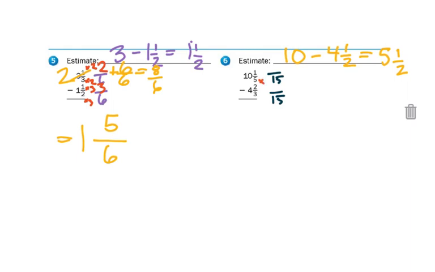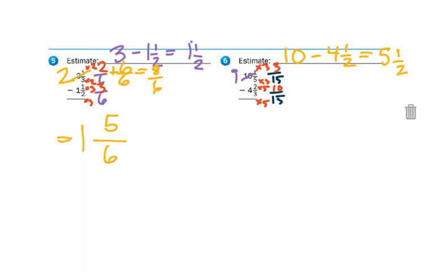First one, they multiplied by 3, so I'm going to multiply by 3 on the top to get 3 15ths. On the bottom, they multiplied by 5, so I'm going to multiply by 5 on the top. 2 times 5 is 10. I'm not done yet, because I can't take 10 15ths from 3 15ths. You knew that. So I'm going to borrow 1 whole from the 10 and make it a 9.